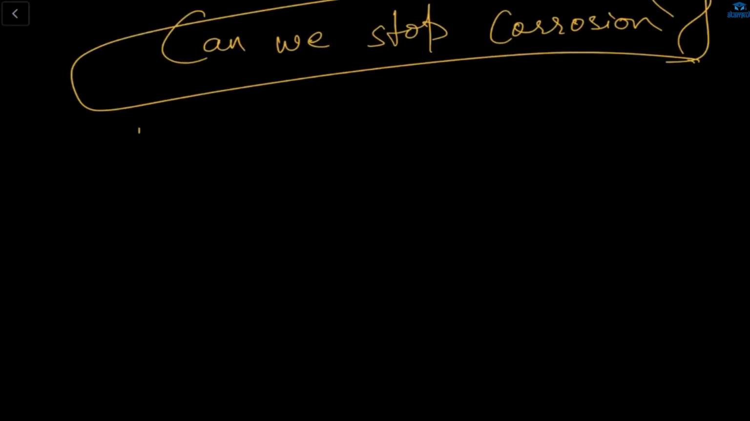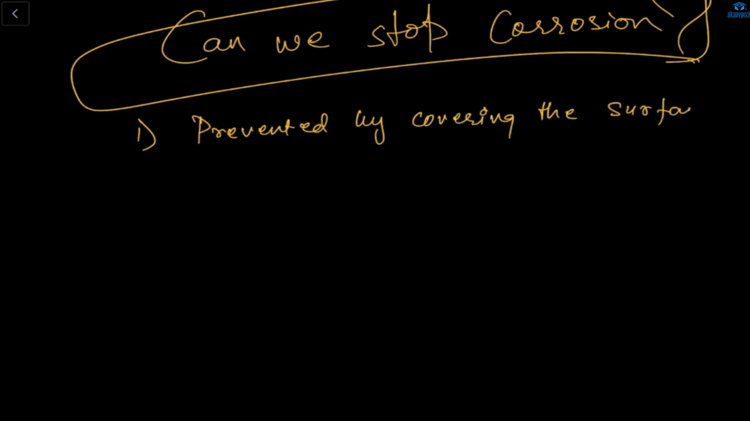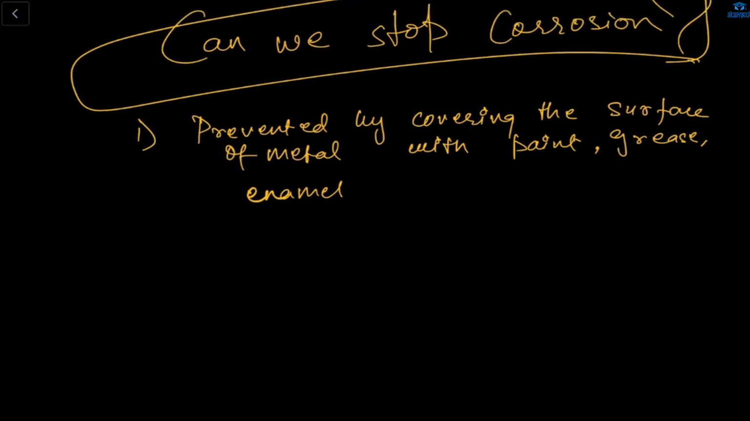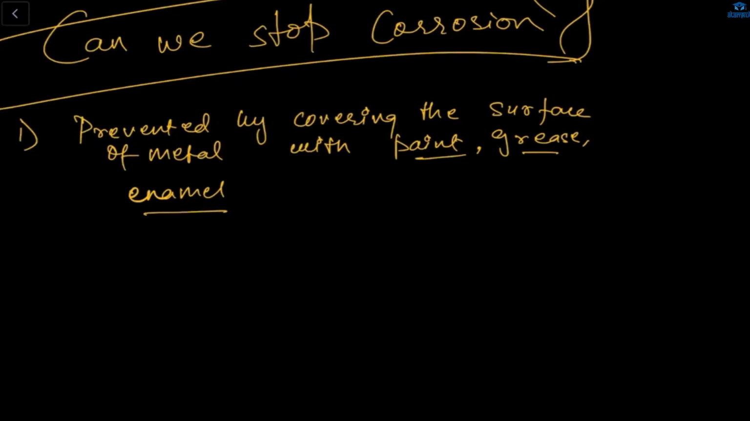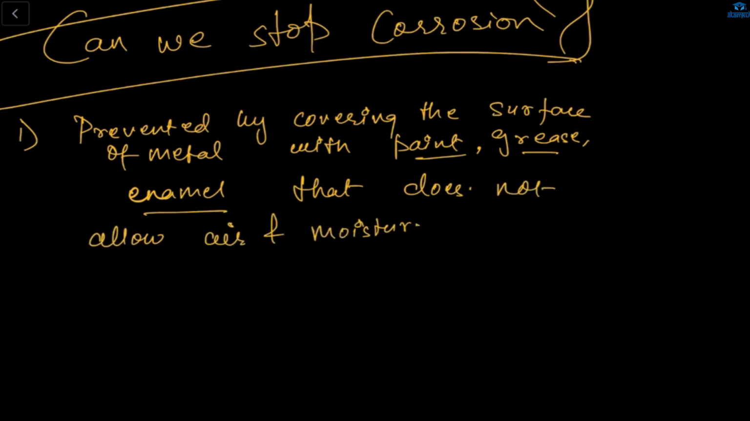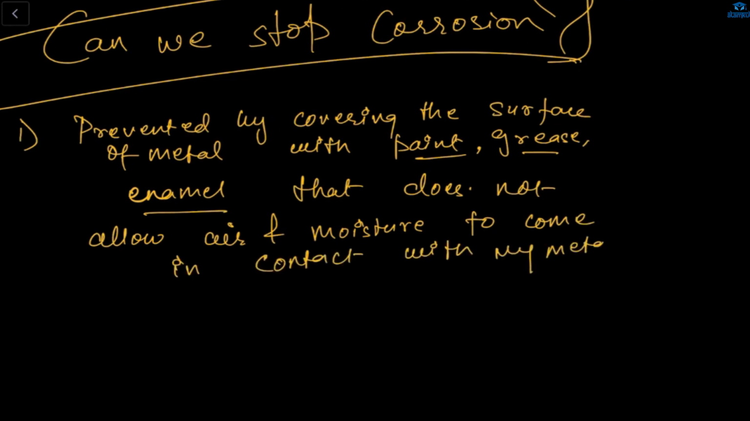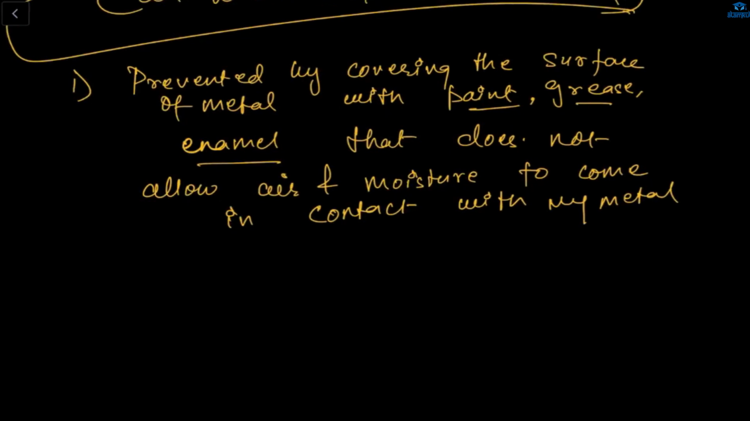We can paint first. Corrosion is prevented by covering the surface of metal with paint. We can cover our metal with paint or grease or enamel that does not allow air and moisture to come in contact, because this paint, grease and enamel act as a barrier between the water molecules and the metal. So that's one way we can prevent corrosion.